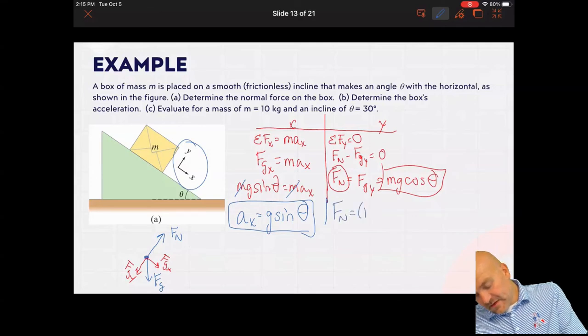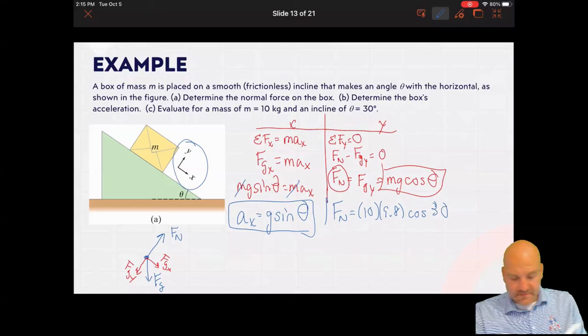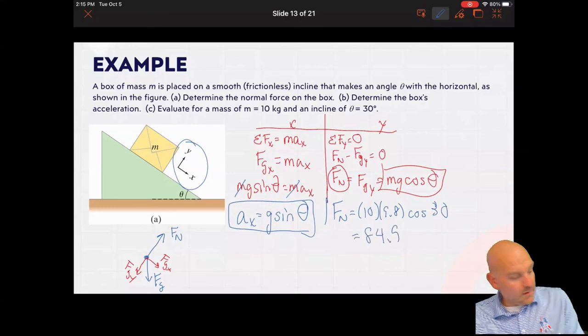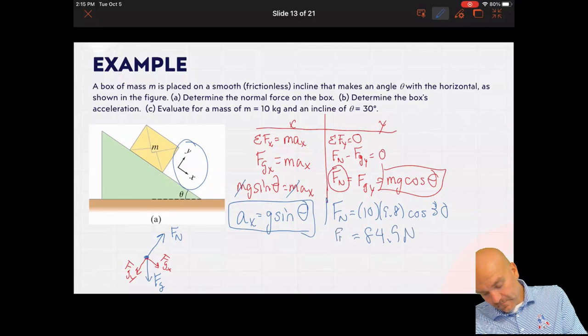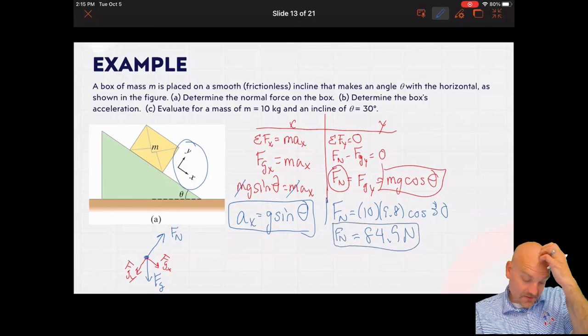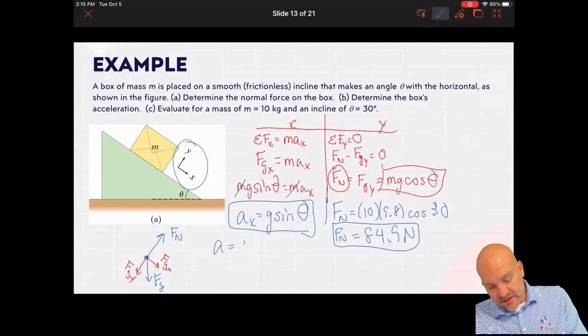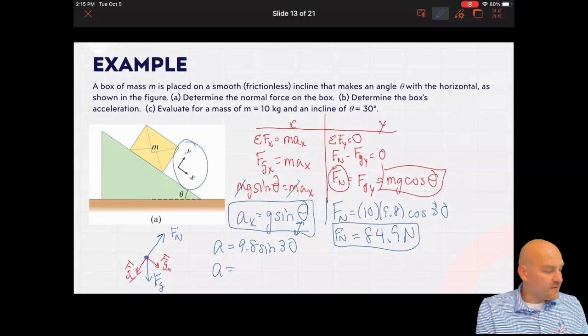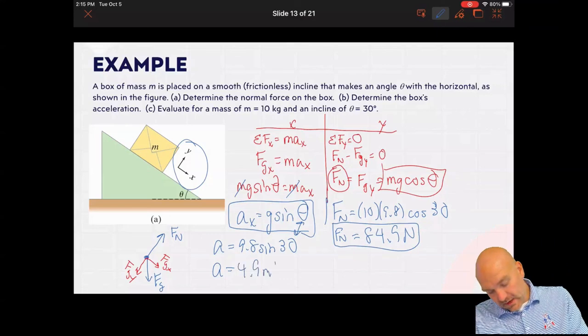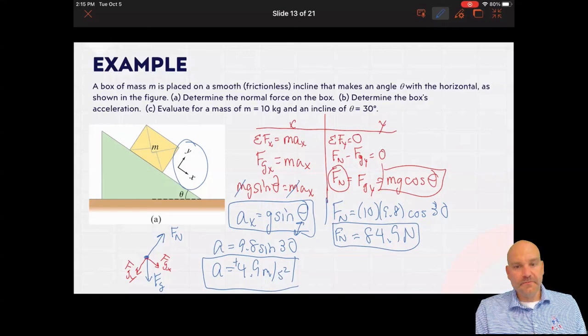Now I'm just going to plug in my numbers: 10 times 9.8 times cosine 30. It gives me a normal force of 84.9 newtons, which happens to be the y component of my weight. Then I'm going to do my acceleration: 9.8 times sine 30. Notice the only thing I needed to know was the angle. So my acceleration is 4.9 meters per second squared, and that's positive because we're going down the incline.